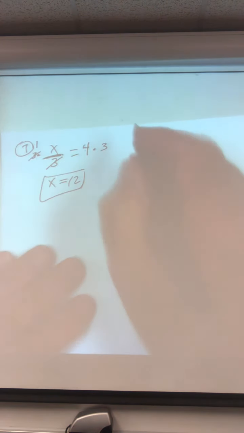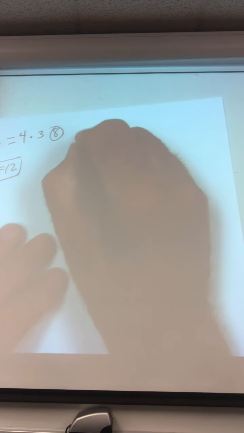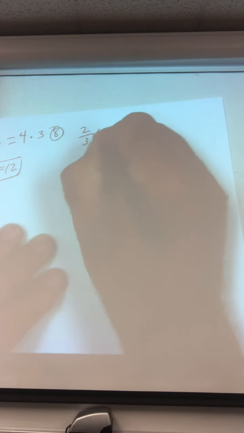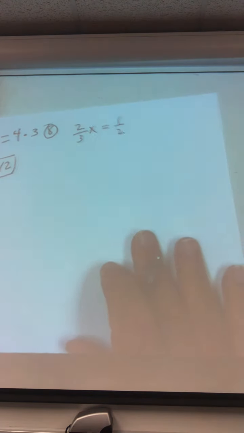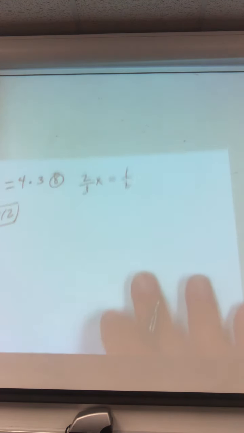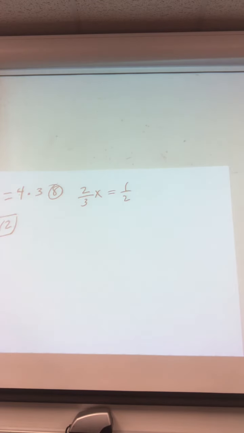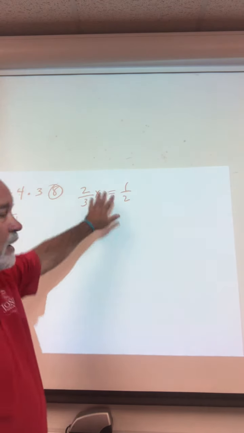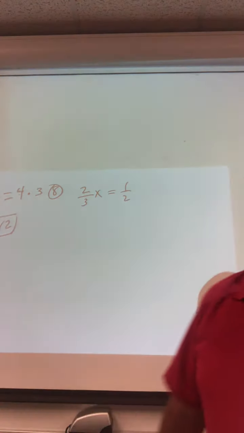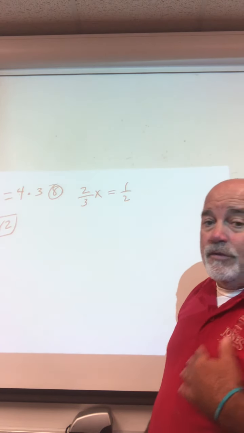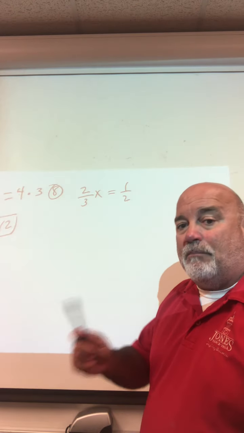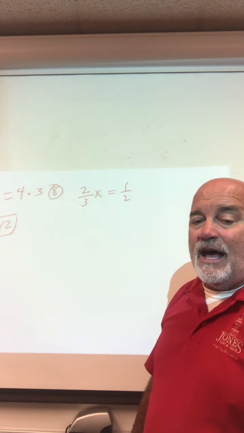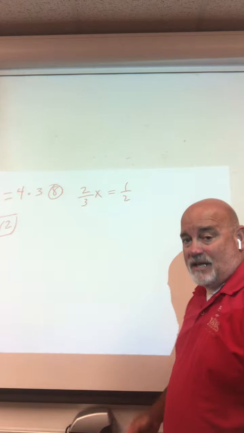Okay, let's do another one. Number 8. 2/3 x equals 1/2. All right, what's the first thing you see in this problem that you don't like? You don't like the fractions, do you? Nor do I. So here's what I'm going to do. I'm going to get rid of the fractions. How do I do that? By multiplying both sides by something.